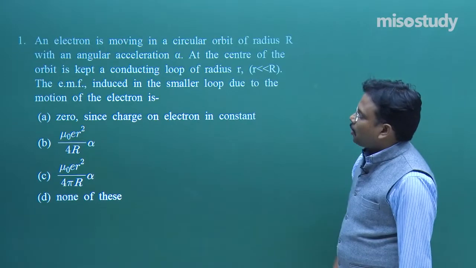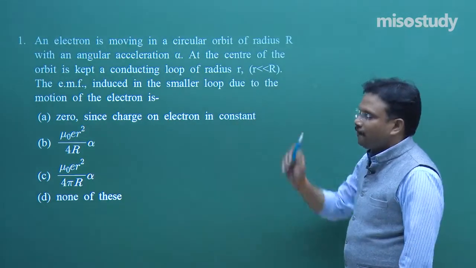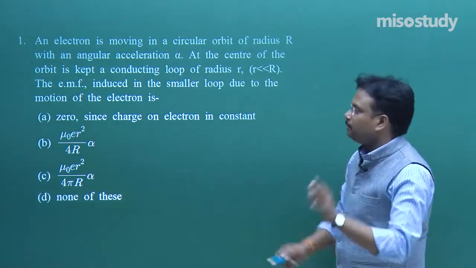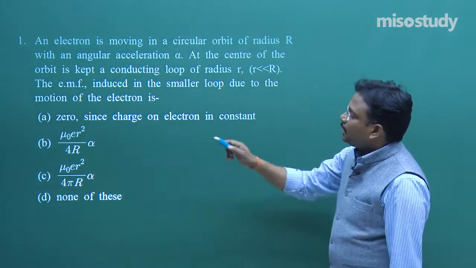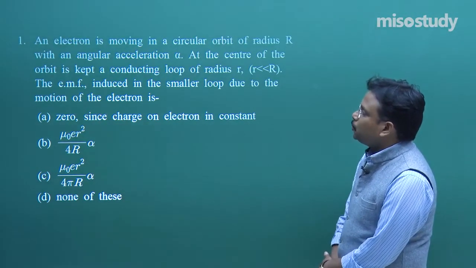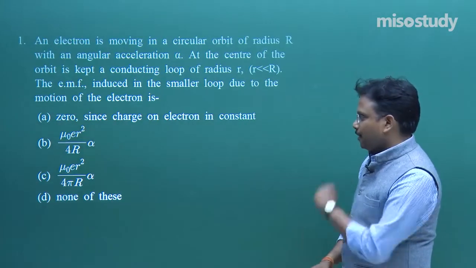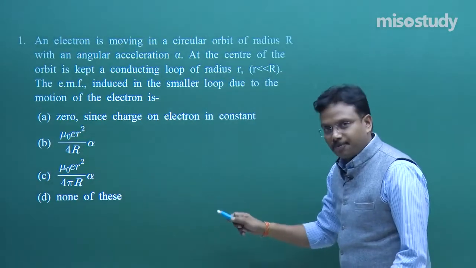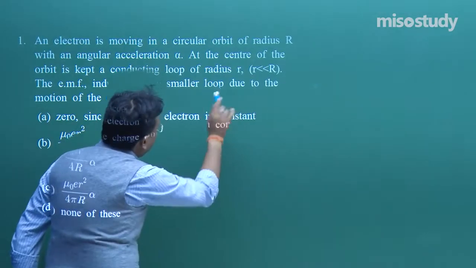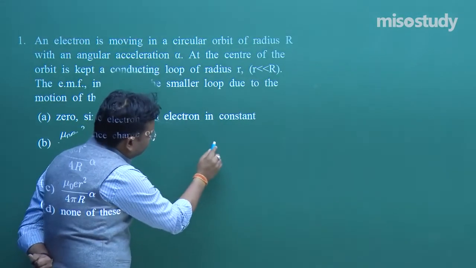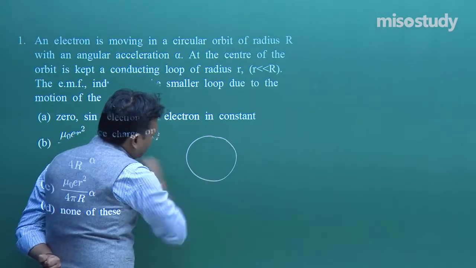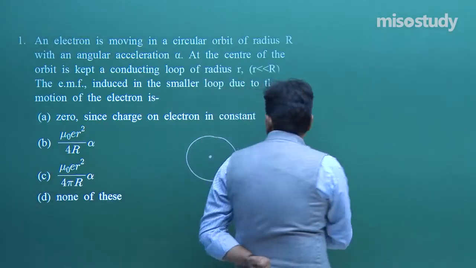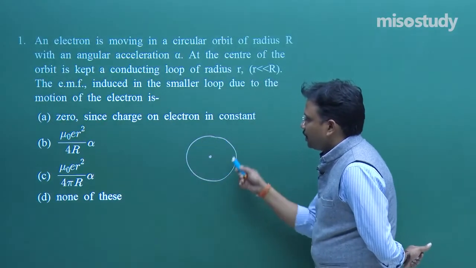At the center of the orbit is kept a conducting loop of radius r. Now I think I should draw a diagram after reading this line. The EMF induced in the smaller loop due to the motion of the electron. So let me draw the diagram at this available space. For the time being, if the lines are not visible, don't worry. It's going to be like this. The electron is revolving and this circular shape is the loop.